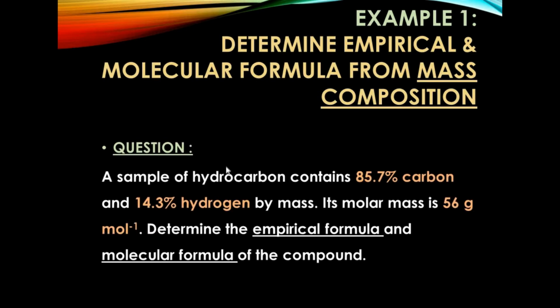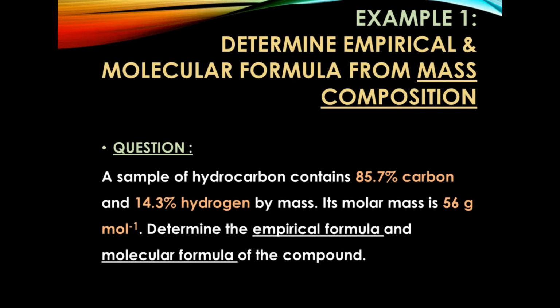We look at, for example, 1: determine empirical and molecular formula from mass composition. Question: a sample of hydrocarbon contains 85.7% carbon and 14.3% hydrogen by mass. Its molar mass is 56 grams per mole. Determine the empirical formula and molecular formula of the compound.